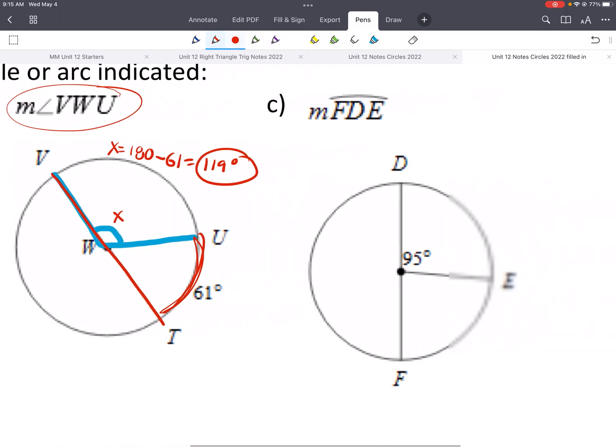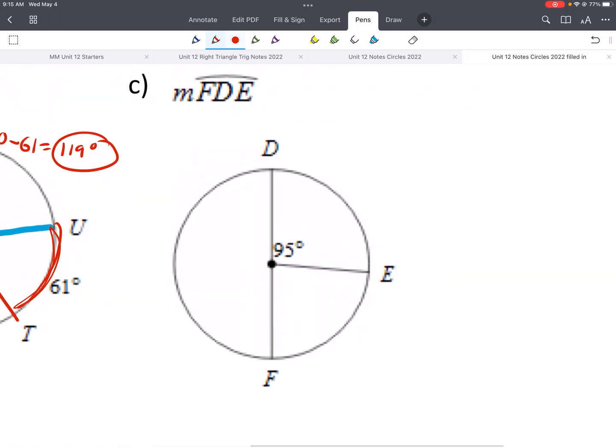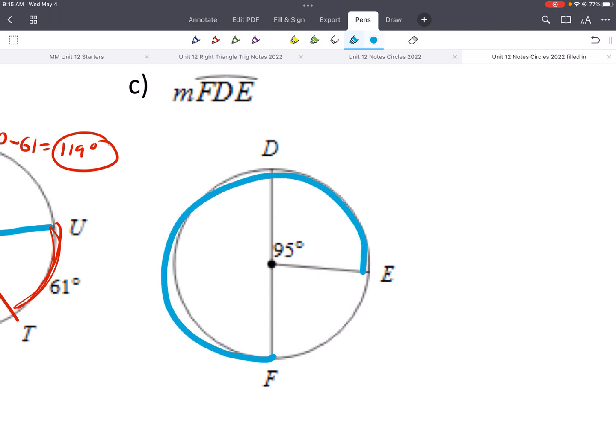Okay. All right, C. Here they're looking for the arc FDE. So we start at F, we go to D, and then to E. So we're looking for this big, long arc. Okay. So again, we have a diameter, which means that this is 180 degrees. We have this other angle that's 95, and that's what's being asked, is the combination of those 2. So 180 plus 95 would give us I think 75 degrees.